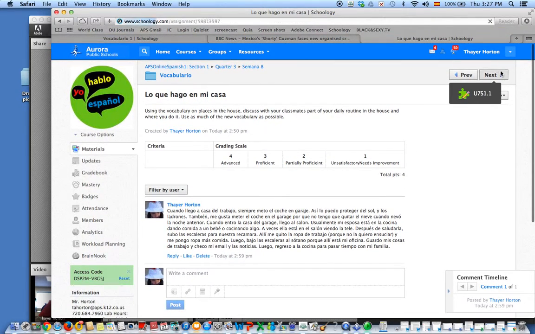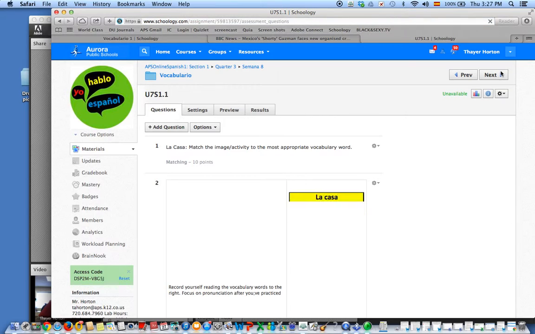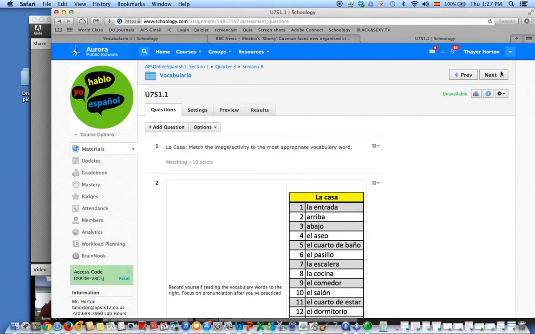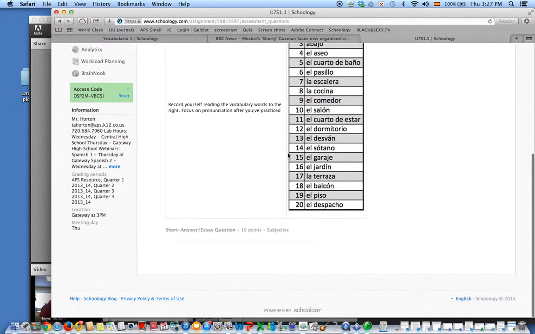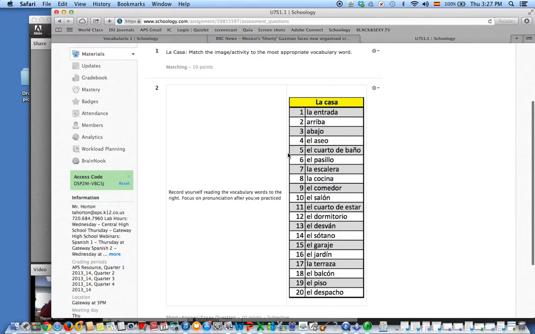So last but not least is the quiz that I mentioned earlier. We have a little matching area for you to match the different words. Then also down here you have where you can record your pronunciation. And if you have questions about pronunciation, let me know. All right, I don't have anything else to share.